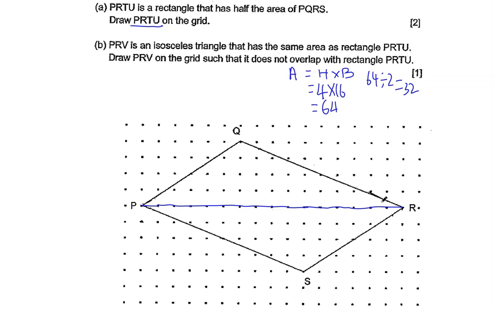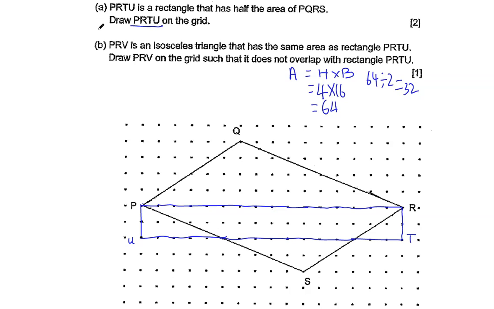So now how do you get 32? This is 16, correct? 16 multiplied by 2 will give you 32. So the length will be 16 and the height here will be 2, right? 2 units here. So it will look like this. All right, so this is the rectangle PRTU. So I'm going to label this T and this part U.